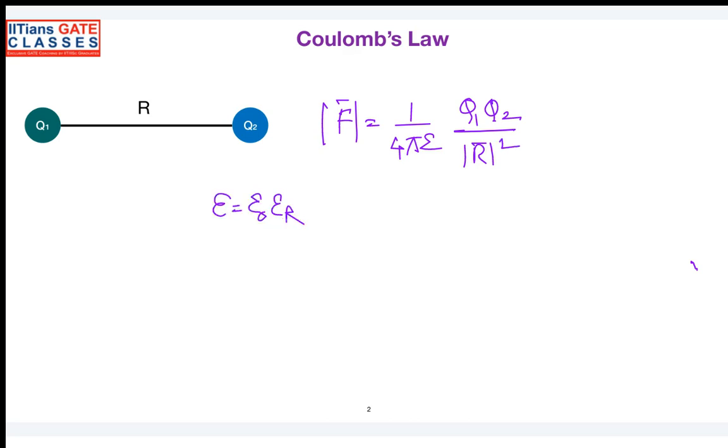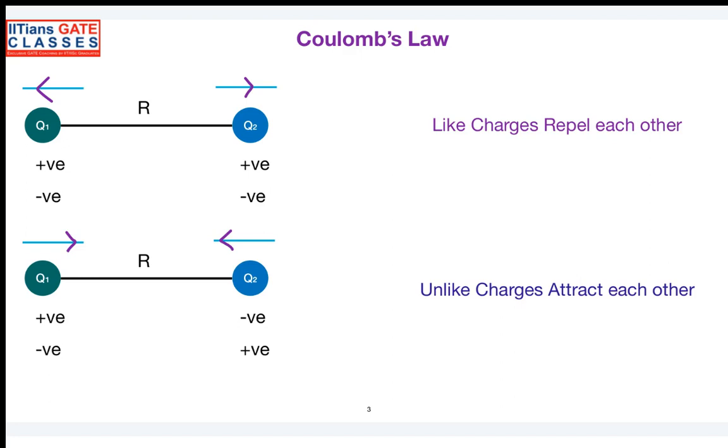Look at the direction. In the first case, you can see there are two charges, Q1 and Q2, both positive. What will be the direction in this case? Since both are positive, this force will try to move away from Q2, and Q2 also will try to move away from Q1 because of the repulsive force. Whenever the polarity of the charged particles is the same, they try to move away from each other. So when the charges are like charges, they try to repel each other. The same case applies even if both are negative: if the same polarity is present, they try to move away from their original position.